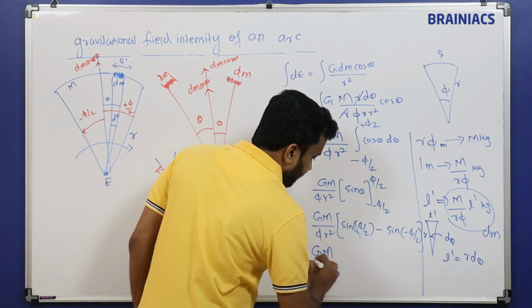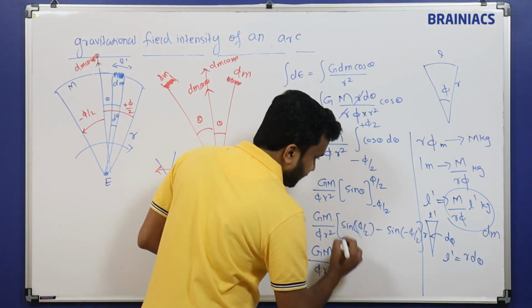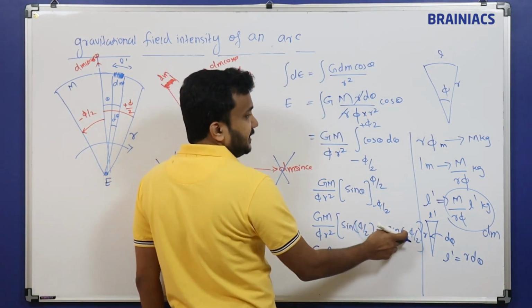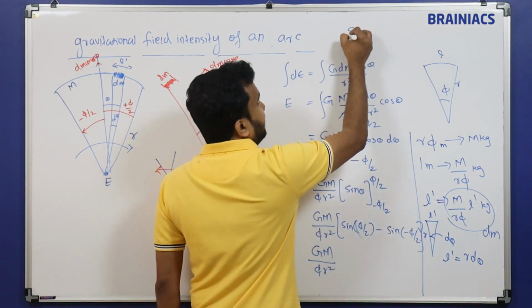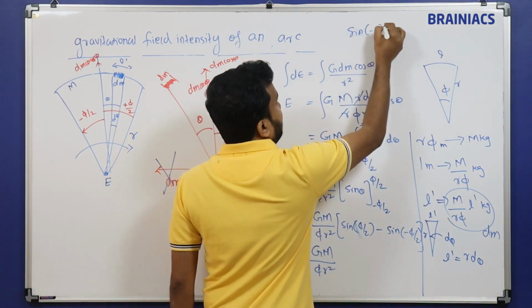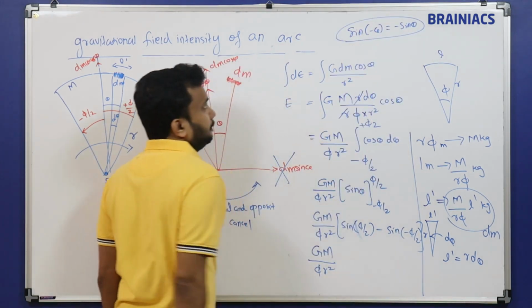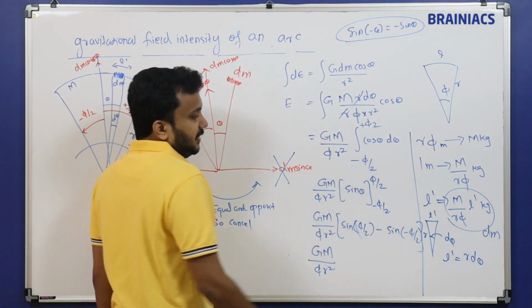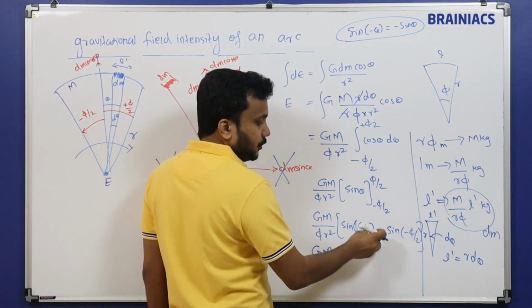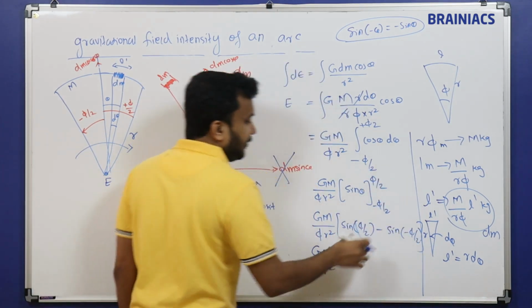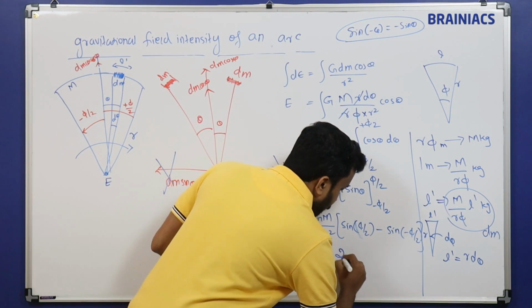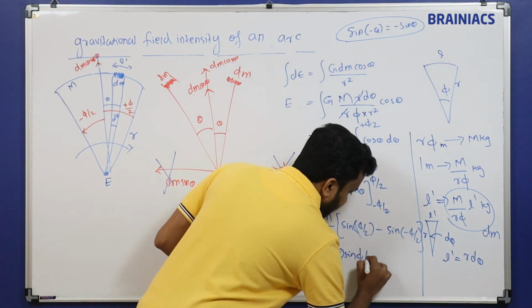So GM divided by φr square into, minus sin of minus θ. Sin of minus θ equals minus sin θ. Basic maths. Minus sin θ. So this minus will come outside. So sin φ by 2 plus sin φ by 2. How much will come? 2 sin φ by 2.